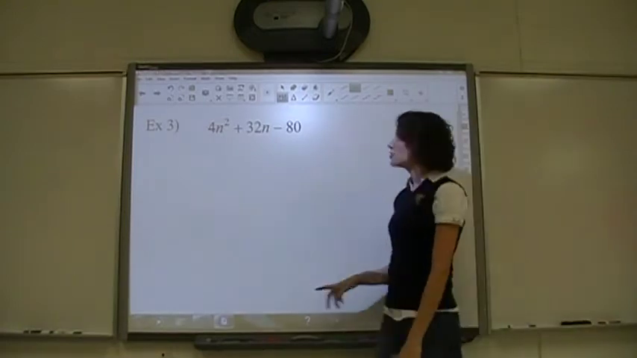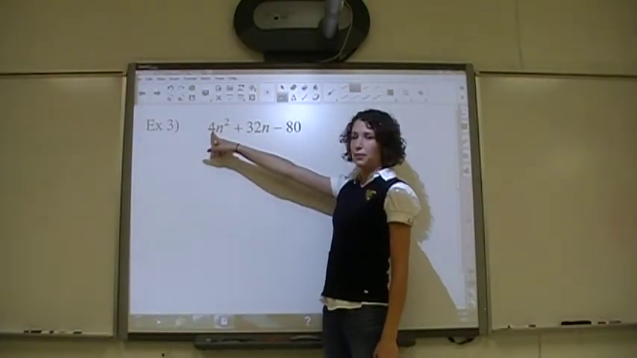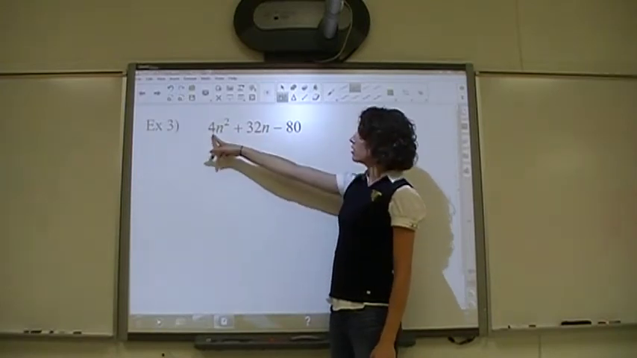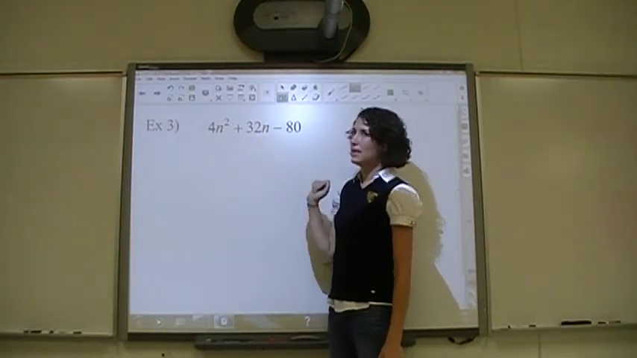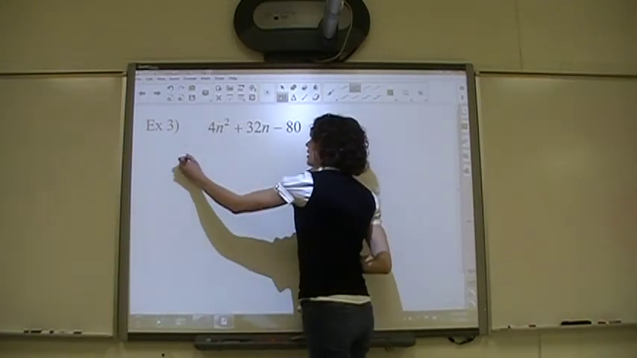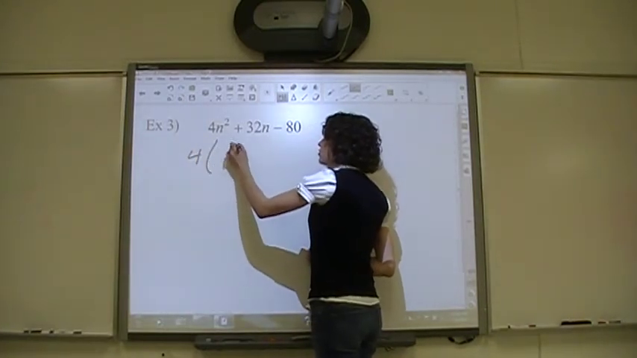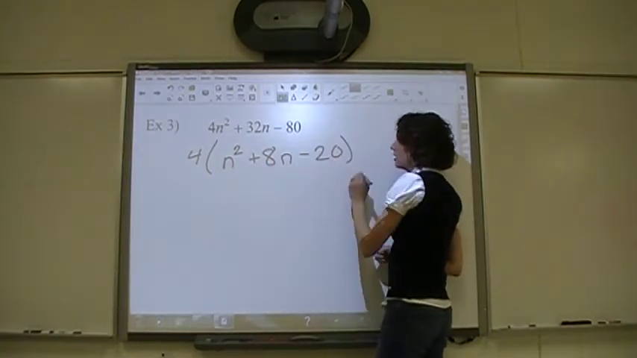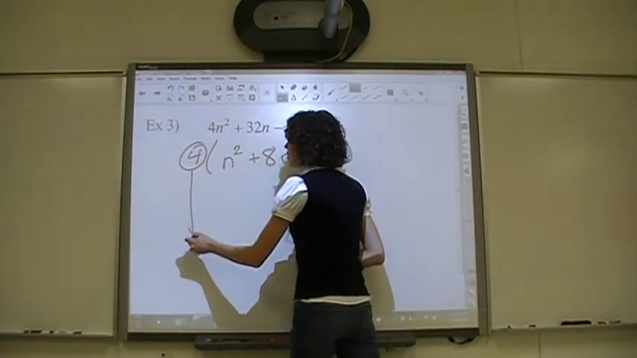All right, now looking at this one, we do have a number out in front of here, okay? We have 4n squared plus 32n minus 80. But look at all the numbers, 4, 32, and 80. You can take a 4 out of everything. Then you're left with n squared plus 8n minus 20. Now circle that 4, bring it down for your answer.